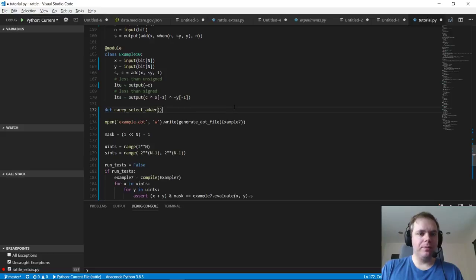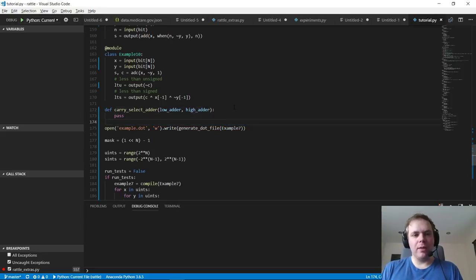This is called a carry select adder. And I haven't actually done this before, but this seems like an interesting way of expressing it. I'm going to let you pass in two functions, constructor functions, that I will call low adder and high adder. So you pass in a number of bits, and a low adder and a high adder. What I want from these functions, if I call them with an integer, is for them to instantiate a carry that we can feed stuff into, basically.